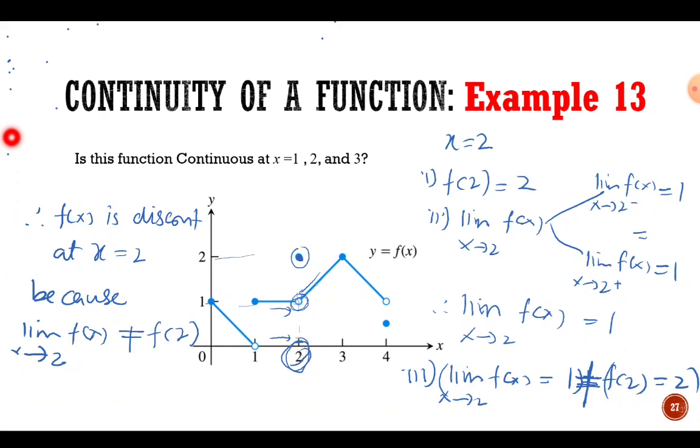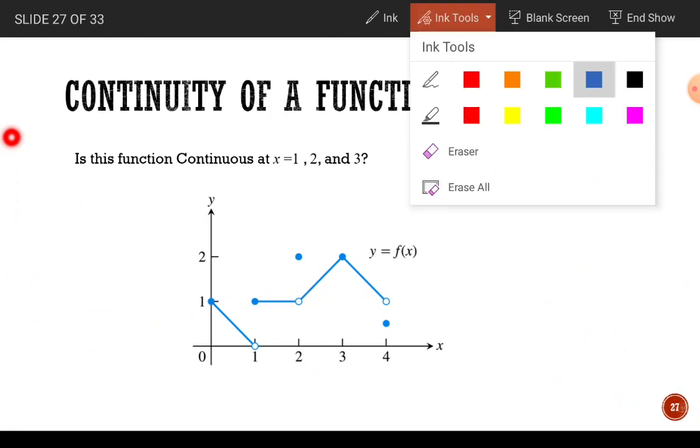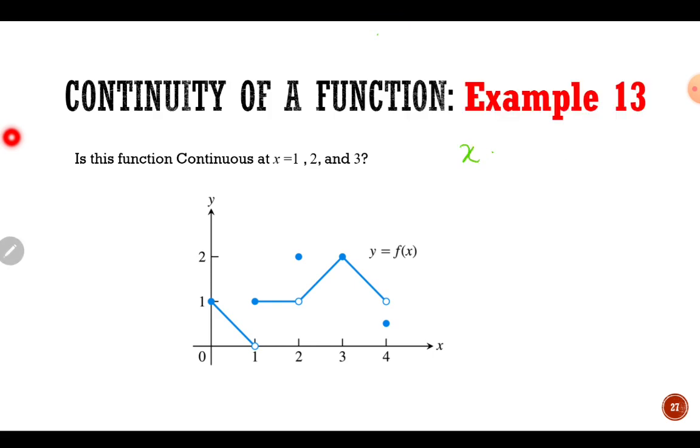Alright, so now let's proceed to example 3, at x equals 3. Now I want to use green. Let's write at x equals 3. Same steps, we first decide what is f(3). What is f(3)? Look here, what's the value? Where is 3? It goes up, find the point. So you can see clearly that f(3) is equal to 2.